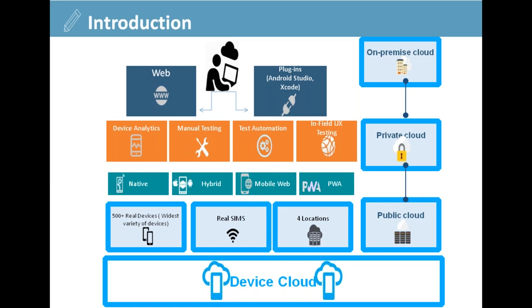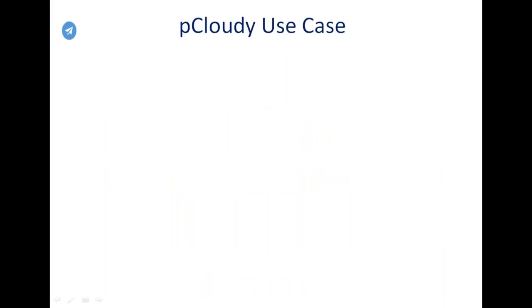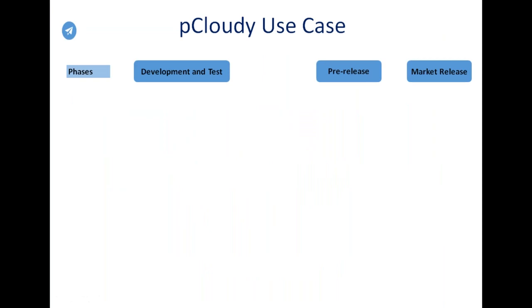So moving on to the next slide, we'll see where the use case where pCloudy can fit in. I tried to create a small diagram which is depicting the minimal phases of a software application development life cycle. These phases, whatever I have shown, are for simplicity, but from organization to organization it will vary. So let's see what exactly we have here, right?